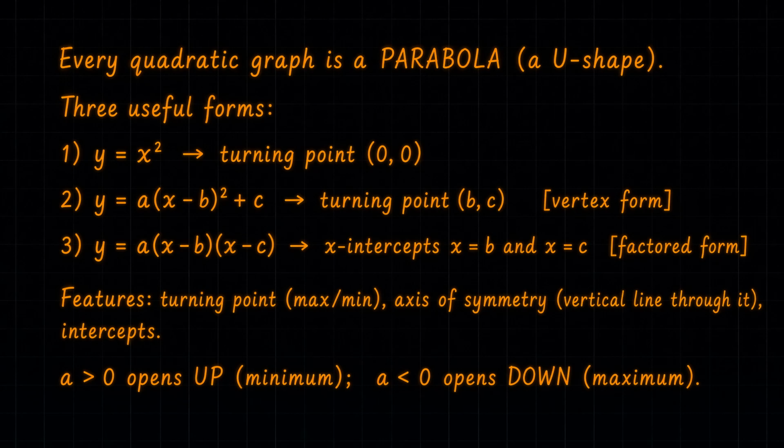And one quick rule for every parabola. If a is positive, the U opens upward to a minimum. If a is negative, it flips and opens downward to a maximum.